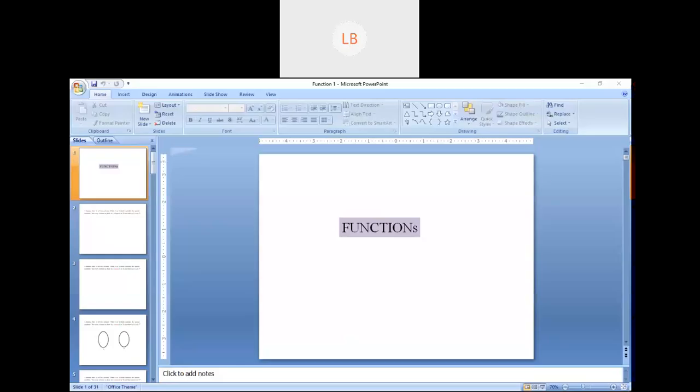Today we will start our next topic, that is the function. Last class we discussed relations, types of relations. Today we are going to discuss functions. Now, if I say function, what do you mean?